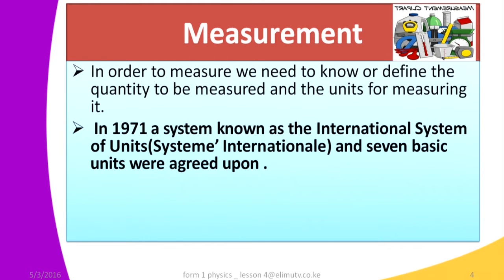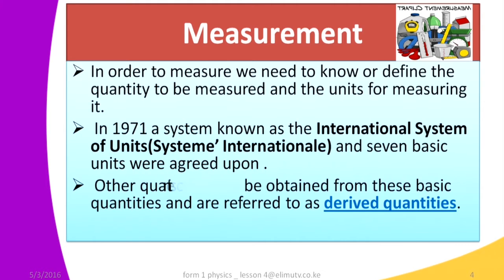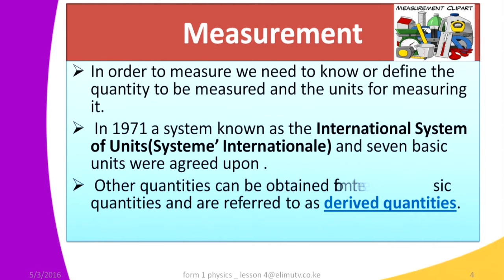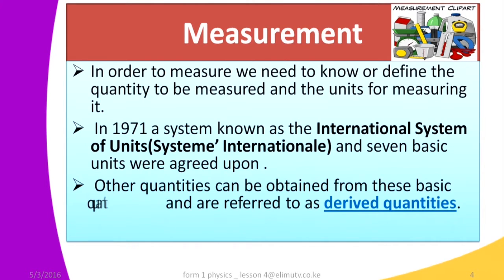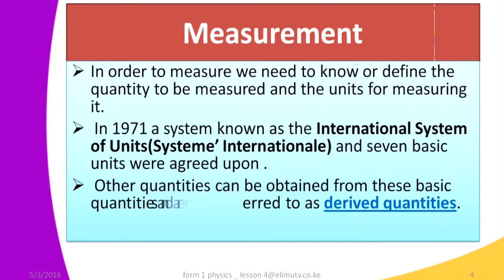The other thing that we have to note about measurement is that other quantities can be obtained from the basic quantities and are referred to as derived quantities. Later on, as we're going to see, we have the basic physical quantities. Actually, they are the parents of the SI units. Out of these units, you can also derive other quantities, and these quantities are what we call derived quantities.